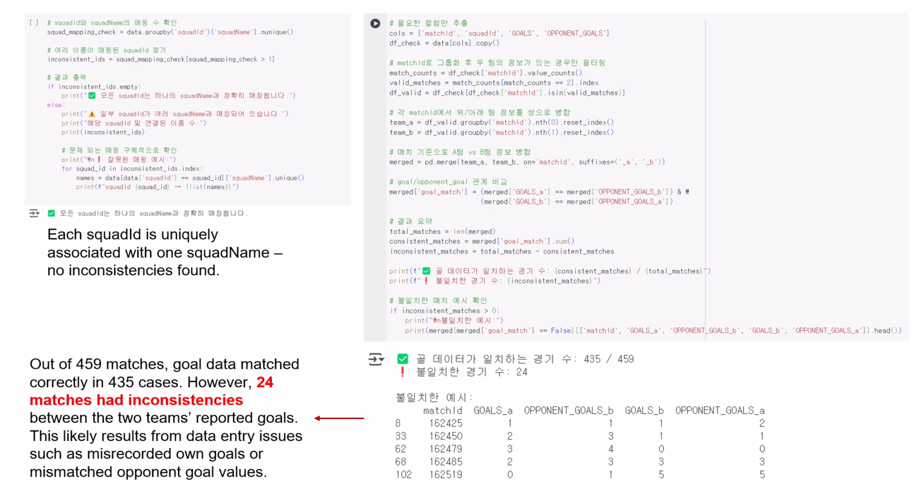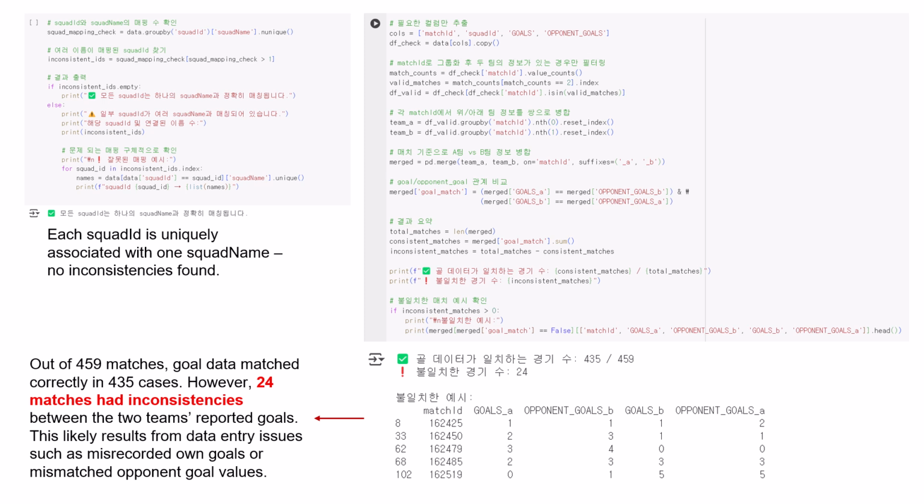And I also verified the integrity of key identifiers. Specifically, each squad ID matches only one squad name. There were no mismatches or inconsistencies in naming. And lastly, I looked into goal data.